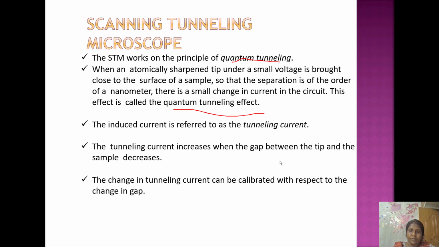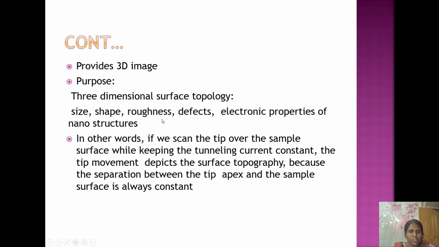So we are maintaining the nano gap, and the tunneling current will be high. The change in tunneling current can be calibrated with respect to the change in gap. It also gives a 3D image like SEM. The main purpose is to get the three-dimensional surface topology, like size, shape, roughness, defects, and electronic properties of the nanostructure.